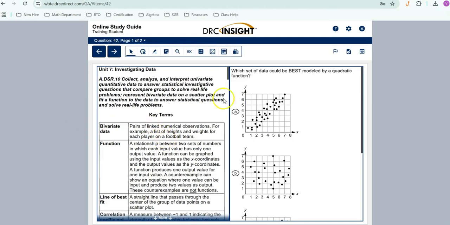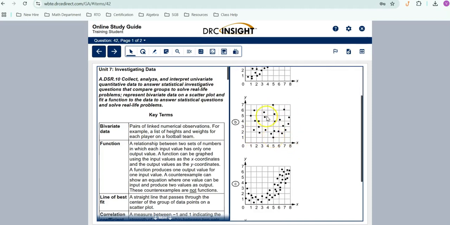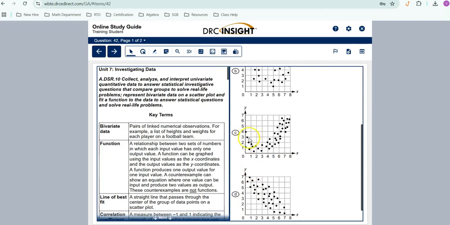And this problem just asks us which set of data could be best modeled by a quadratic function. So remember, a quadratic function is that U-shaped graph, or that U-shaped graph flipped upside down. It's just that parabola. All right, so this first one looks like it would be linear. The second one, I would say there's no correlation there. It's kind of scattered all over the place. C, that looks like it's got a U shape. And then D is going to be a negative linear. So C is going to be our answer here, just that parabola shape, that quadratic.